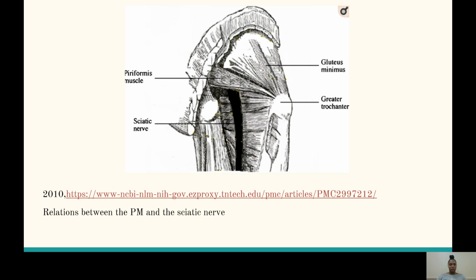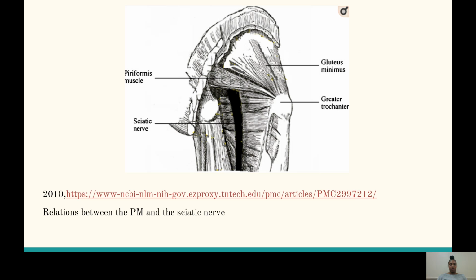So I'm going to be talking about the relations between the piriformis muscle and the sciatic nerve. The sciatic nerve begins in the pelvis, and it leaves it by passing through the greater sciatic foramen below the piriformis muscle. So it's going to be located in between the two.